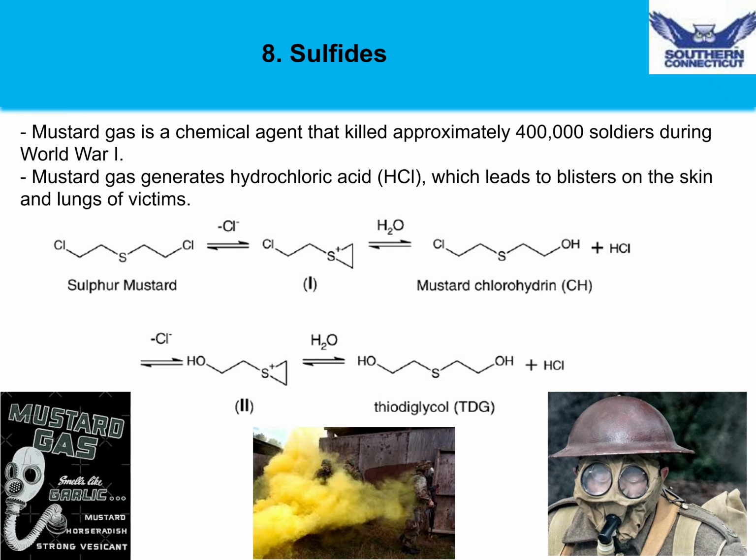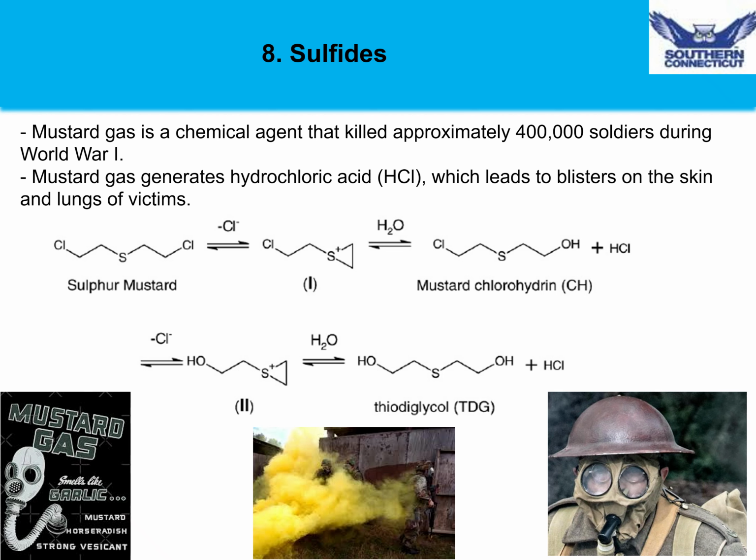The chemistry of the mustard gas chemical agent can be explained by a lot of the reactions we just learned in this section. Mustard gas is a chemical agent that has been used in World War I as well as other conflicts. It is an agent that generates hydrochloric acid and leads to blisters on the skin as well as the lungs of the victim.